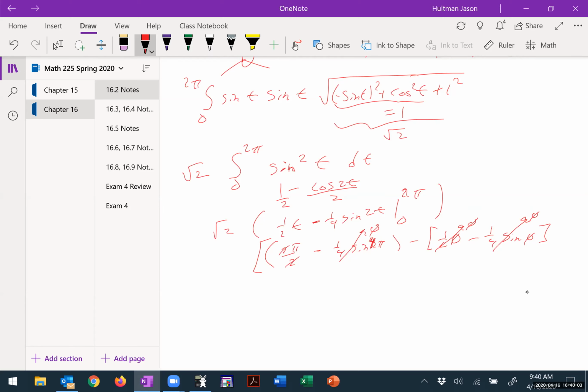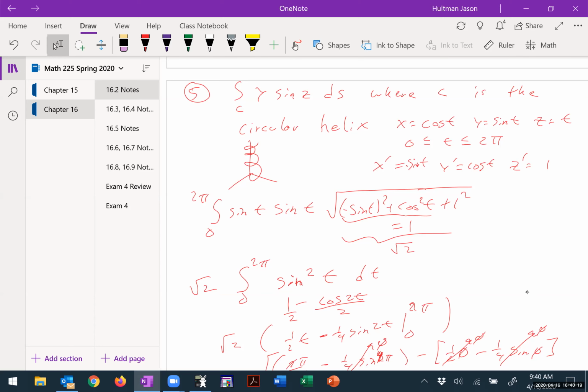That's it. So we evaluated this over one cycle of the helix. So the picture really should look like this. It should really just be one cycle.